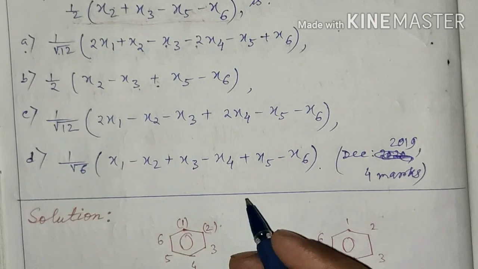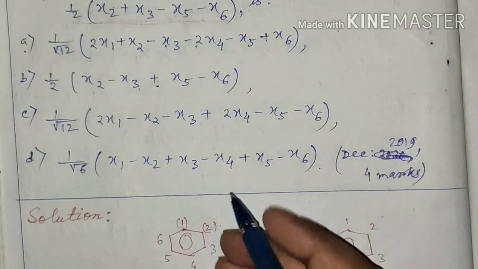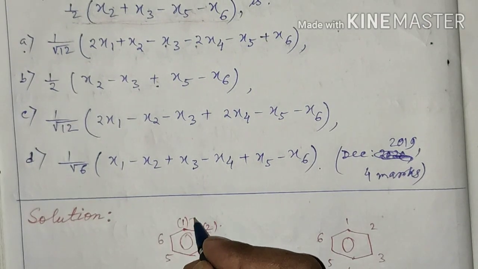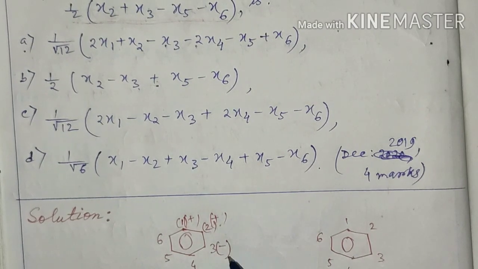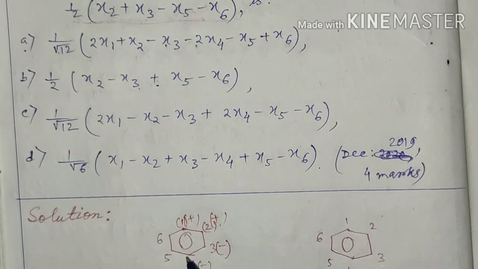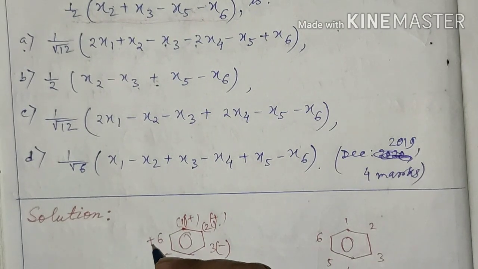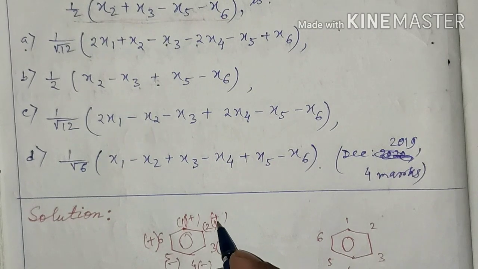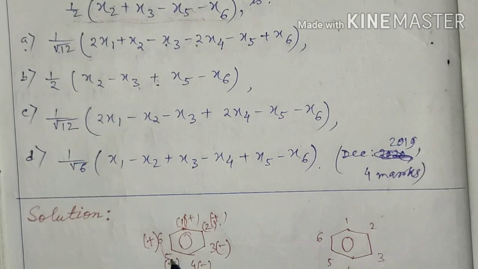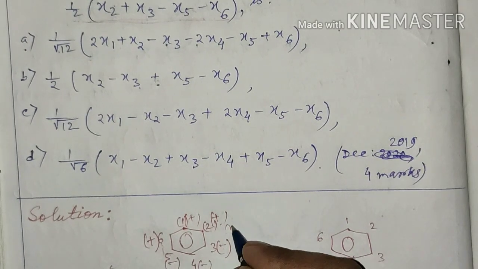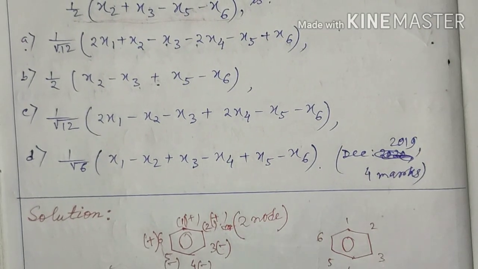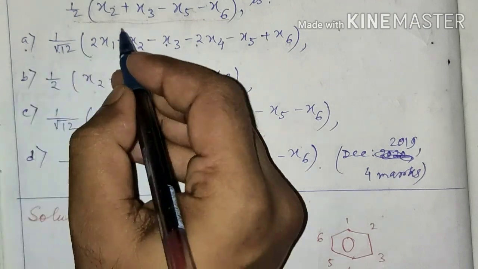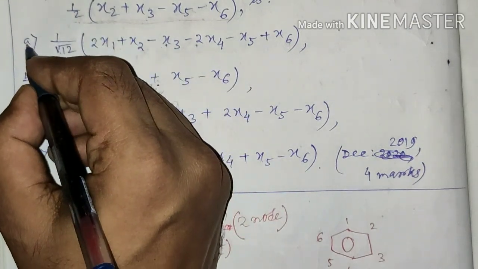For the first wave function, carbon 1 is plus, carbon 2 is also plus, carbon 3 is minus, carbon 4 is minus, carbon 5 is minus, and carbon 6 is plus. So that means there is one change in sign, again two times. For this there are two nodes. That means it will be the degenerate wave function with the given wave function.